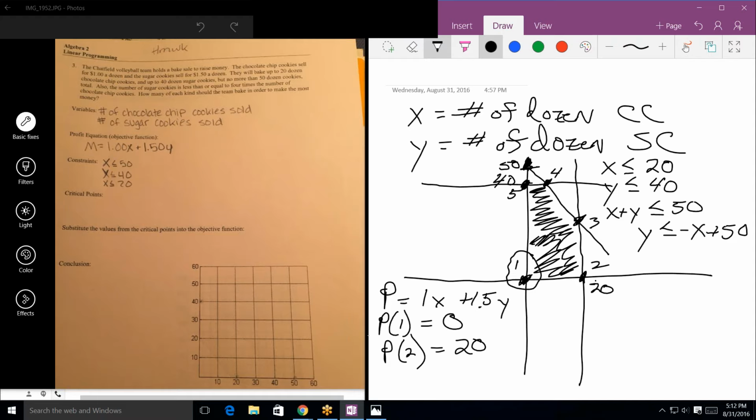Now let's examine point 3. Now it gets a little trickier, and this is usually the area where point 3 or point 4 is where I would expect to find the maximum profit. Before we can get the profit at point 3, I need to figure out what its coordinates are. What's the x coordinate of point 3? Well, would that just be 1? Right here.